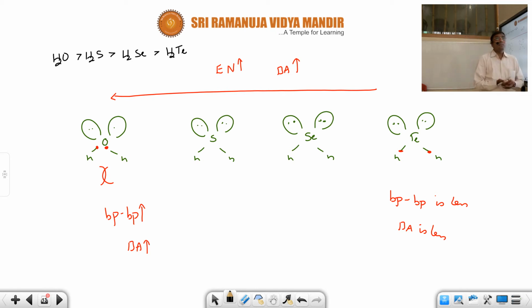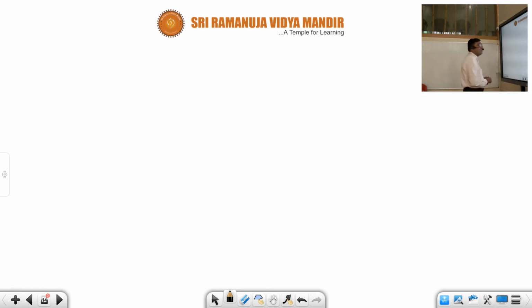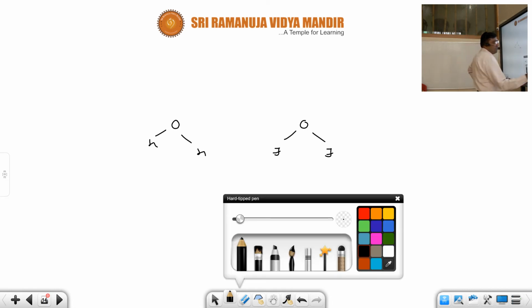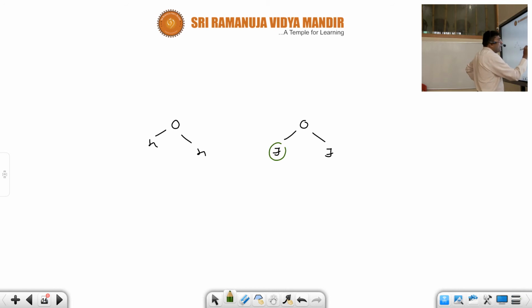Now I am going to give another concept. You have seen the electronegativity of the central atom. Now I am going to talk about the electronegativity of the surrounding atom. Let us take here, students, a water molecule and OF2, the fluorine compound. Whose electronegativity is more? The surrounding atom is more here. This is the surrounding atom.